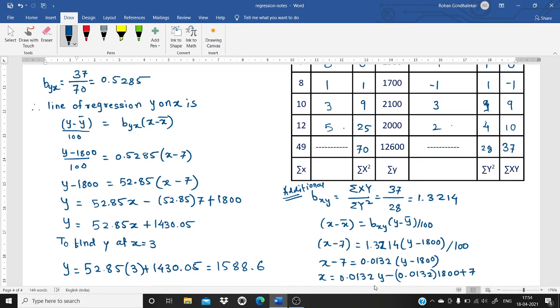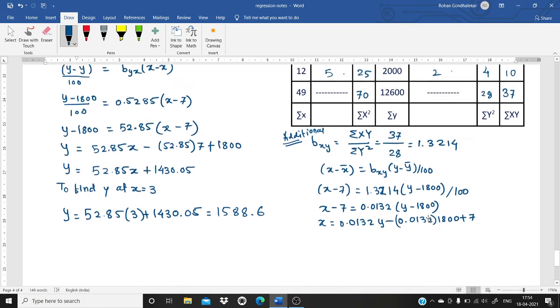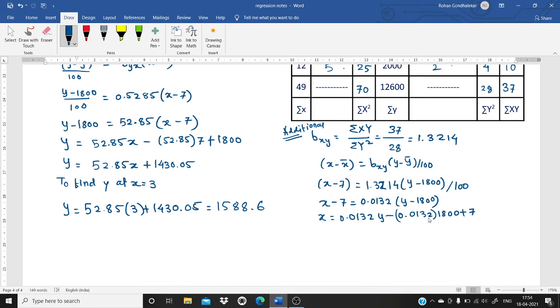So the value is x is equal to 0.0132y, sorry, not plus, it's a minus actually, minus 16.7857.